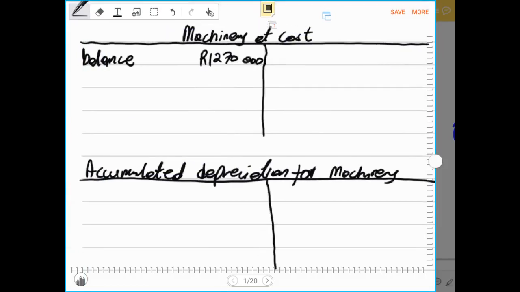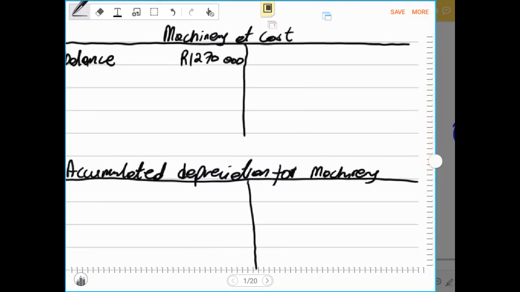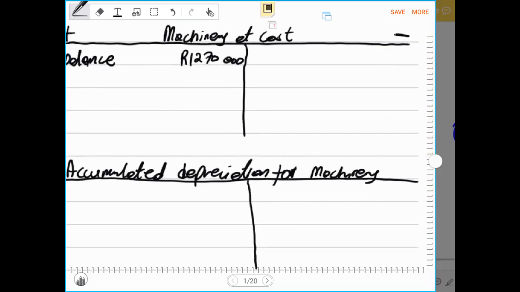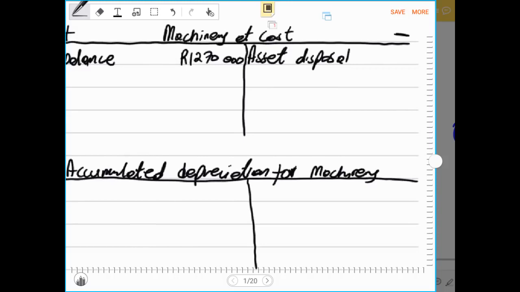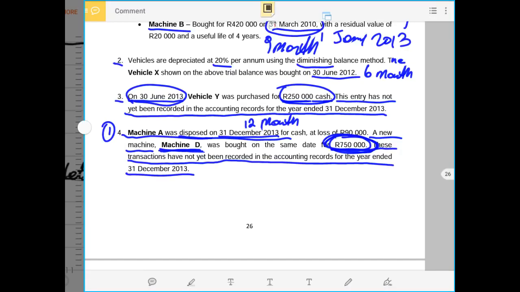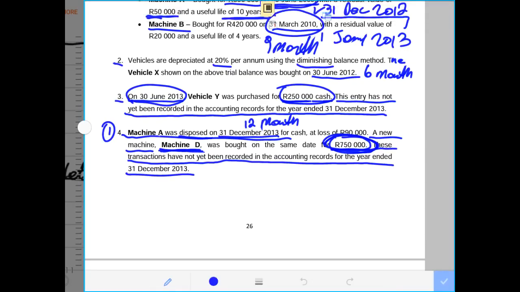But we know that machine A was sold. So machine A must be removed on the credit side, or reduce our assets on the credit side, because it is no longer in the business. Asset disposal becomes the contra entry. Why do we say asset disposal? Because the machine was sold, and we need to remove it at its cost price. Let us check which one: it was machine A, not machine B.